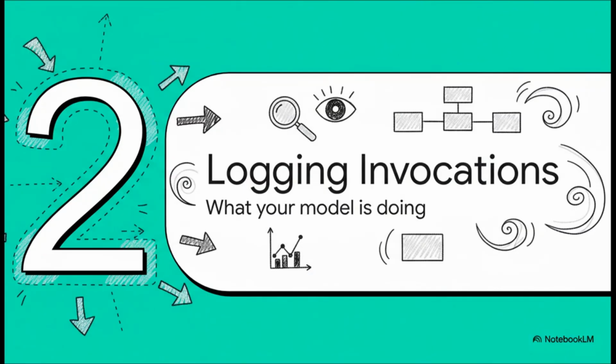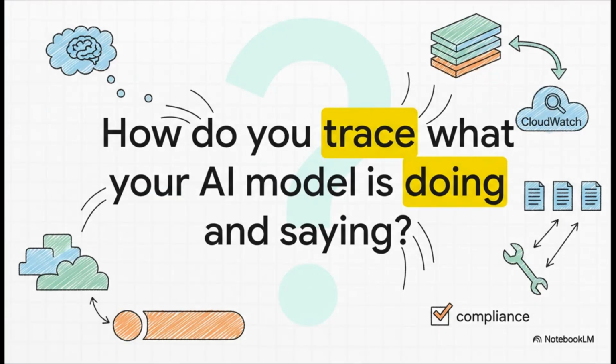Okay, let's dive into our first major piece of this puzzle, logging. This is all about getting a super detailed, minute-by-minute, play-by-play of what your model is actually up to. I mean, think about it for a second. If you're running a big AI app, how do you really know what it's saying to your users? What if something goes wrong? How do you prove you're meeting compliance rules? The answer to all of that starts with logging.